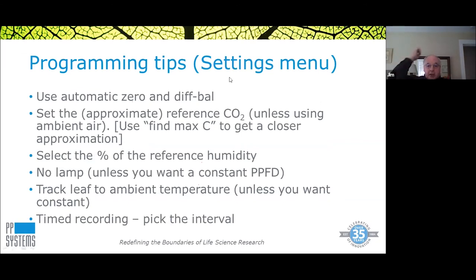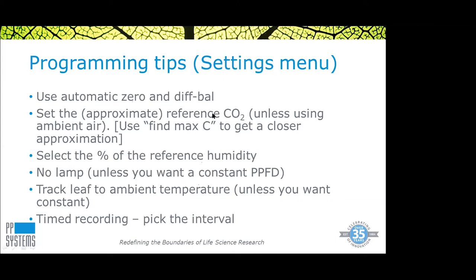Programming tips from the settings menu of your CIRAS-3, and I'll show you a screenshot of that in a minute. You're going to be using automatic zero and differential balance as one of your settings so that the instrument can do its checks whenever it feels the need. You're going to set the approximate reference CO2 unless you happen to be using ambient air. But normally if you're using a CO2 cartridge and controlling CO2, you're going to use the approximate reference CO2.